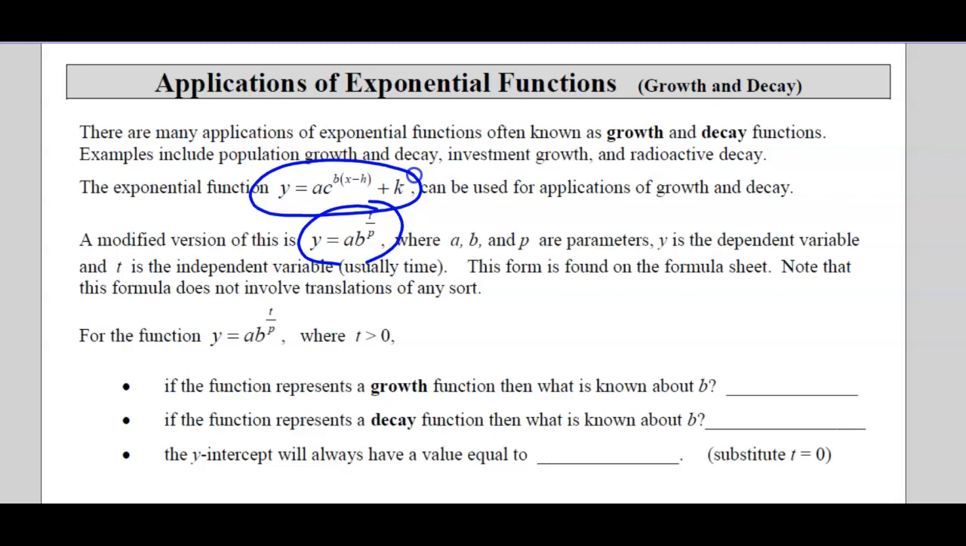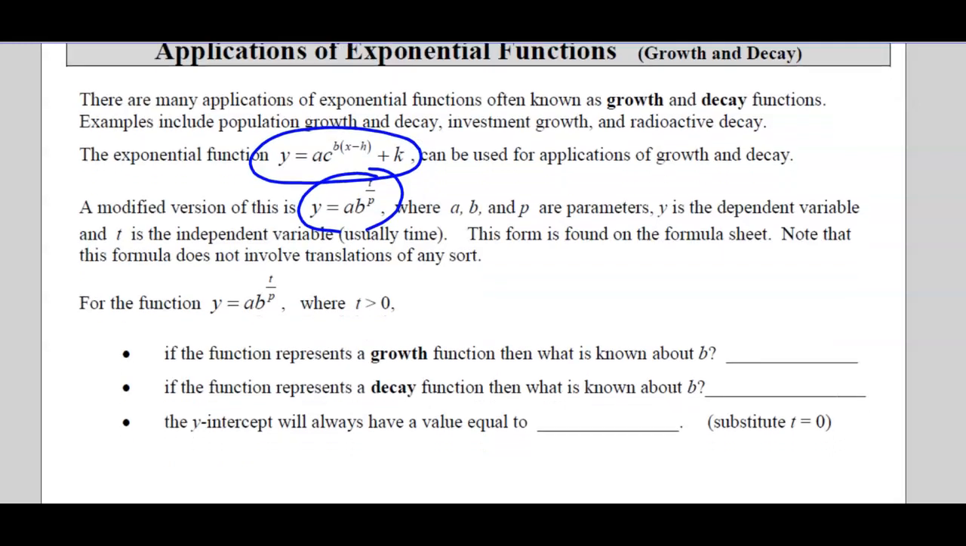So for growth or decay, we'll look at the difference between the transformation form and this growth and decay form, which we've already kind of talked about a little bit when we talked about doubling time, tripling time, trying to cut something in half, increasing the population by a certain percent, that kind of thing. Okay, so A, B, and P are parameters. Y is the dependent variable and T is the independent, usually time, right? It's on your formula sheet.